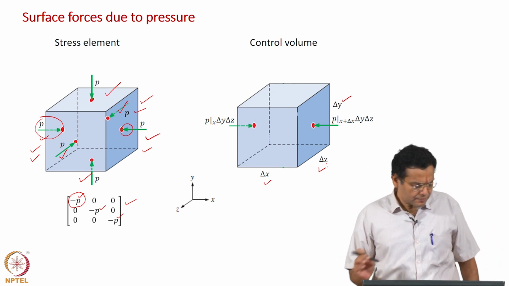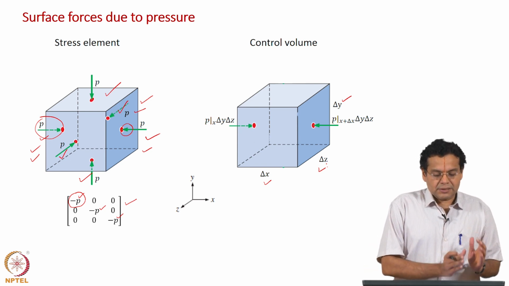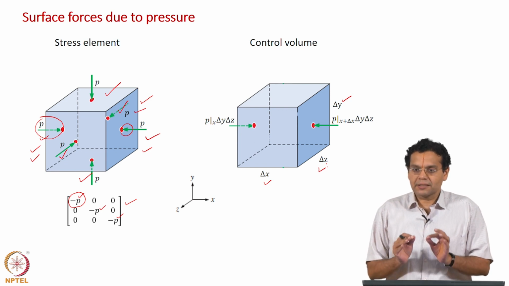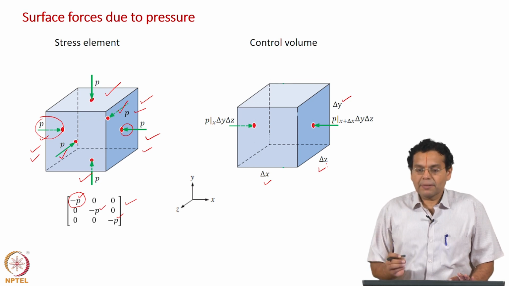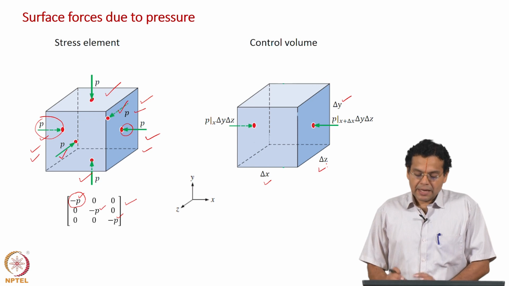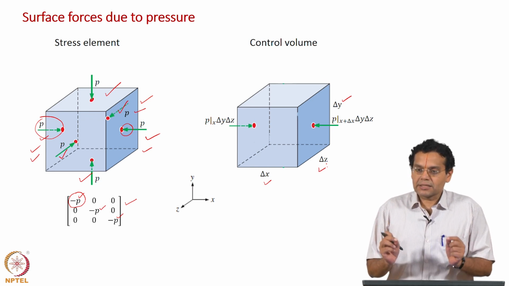Now, we will have to carry whatever we discussed for the stress element over to the control volume, taking into account spatial variation; that is all you are going to do. And because we are writing the momentum balance for the x direction, on the right hand side of the control volume I have shown only the forces due to pressure acting along the x faces.